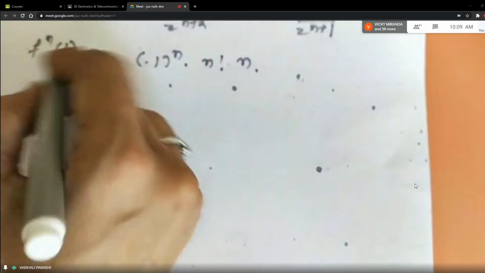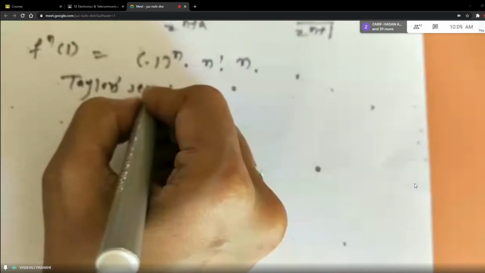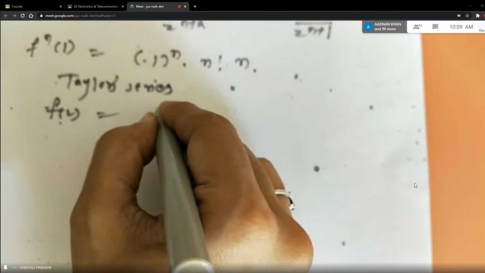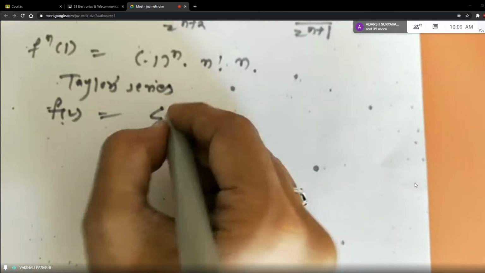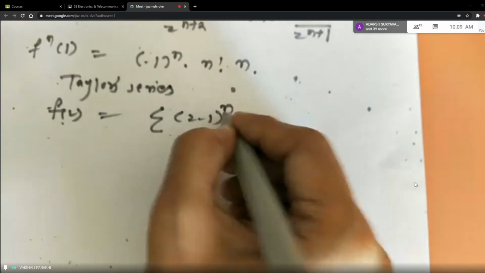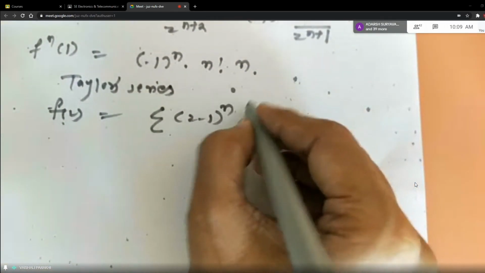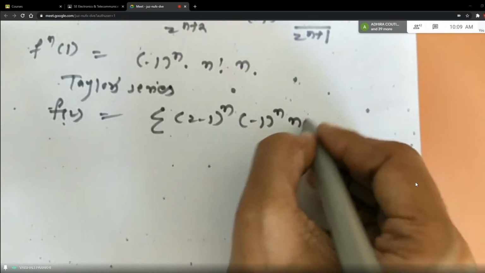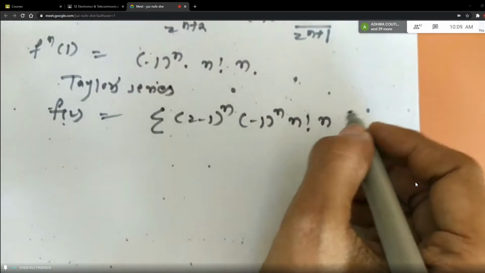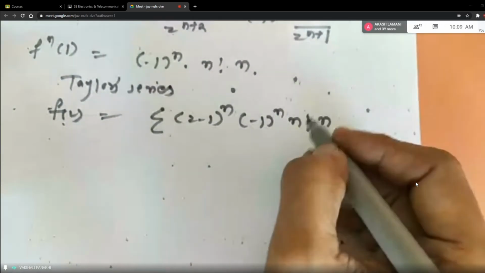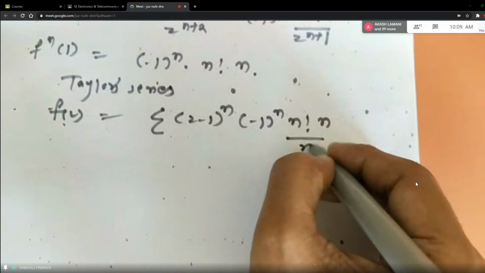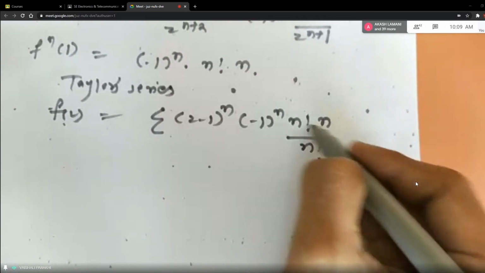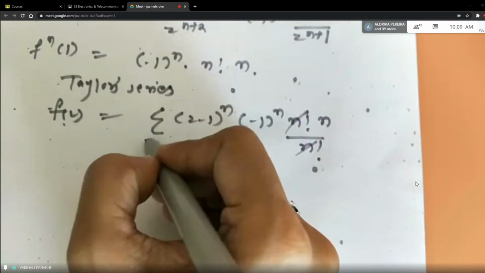And now I'm putting this in the Taylor series. So the Taylor series becomes f of z is equal to, I've written the formula for you in summation. So what is the formula there? Summation of (z minus 1) raised to n into the nth derivative, which we got here, (minus 1) raised to n, n factorial into n, and divided by n factorial, which is in the formula. Then n factorial will get cancelled, and whatever you get, that will be your Taylor series.